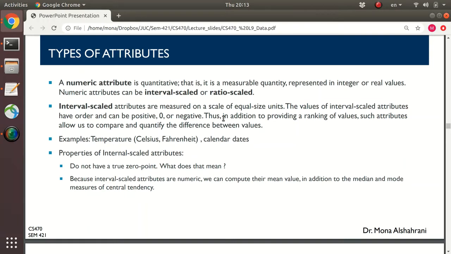And for that reason, we will find out that the ratio scaled numeric attribute does actually allow us to do that. The values of such attributes have a true 0 point, and therefore they allow us to represent things as multiples or as ratios. We will come to that in the next slide. Now, another property of interval scaled attributes is that we can apply all measures of central tendency, such as finding the mean, the median, and the mode of such values.